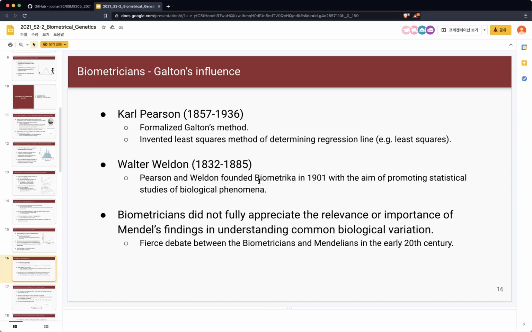This is one of the famous journals nowadays as well, aiming at promoting the statistical studies of biological phenomena. I would say Mendel's idea is also quite mathematical and an elegant experiment, but in the meantime, there is a notion to develop or elaborate the mathematical and statistical framework in a biological study.